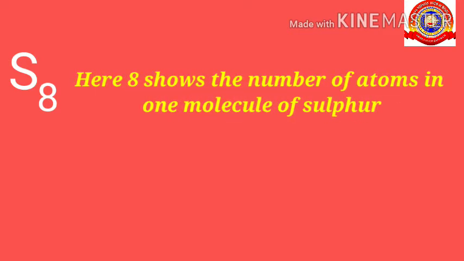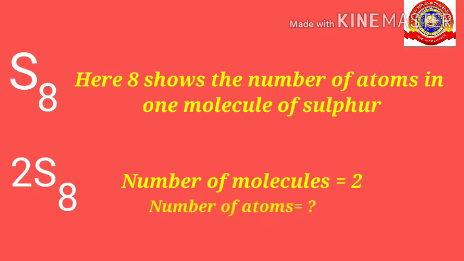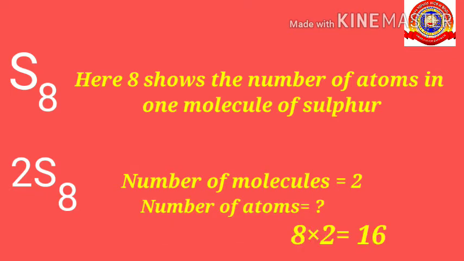Then how many molecules and atoms are present in this S8? Yes, here 8 shows the number of atoms in one molecule of sulfur. And about 2S8, the number of molecules here is 2. And what about the number of atoms? 8? No. Because here 8 shows the number of atoms in one molecule of sulfur. So in 2 molecules of sulfur, the number of atoms is 8 into 2, that is 16.